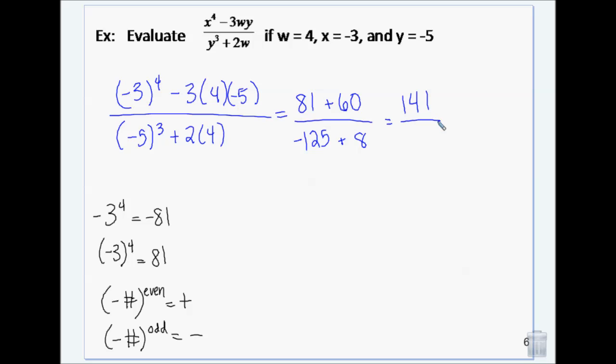81 and 60 is 141. Negative 125 plus 8 is negative 117.